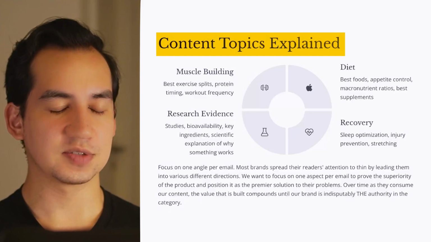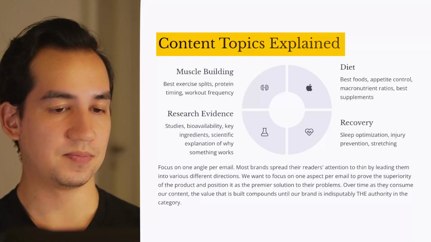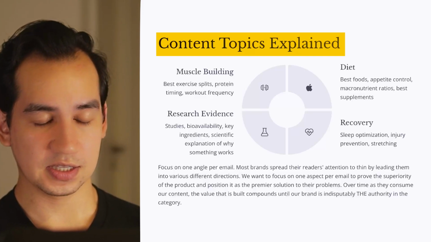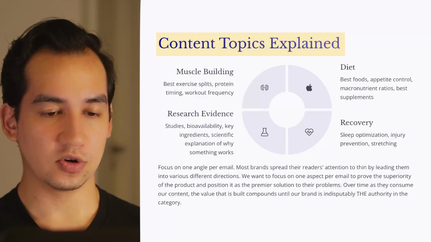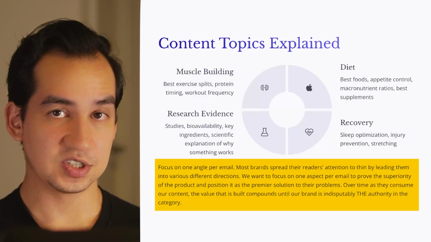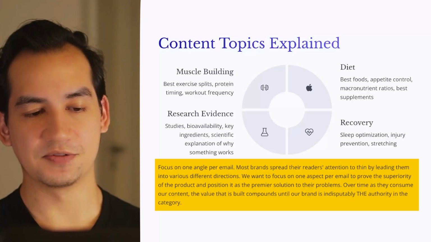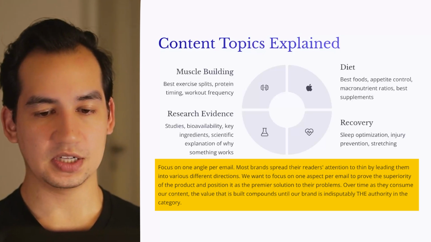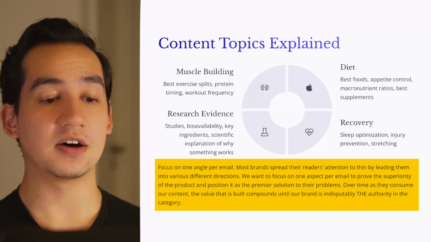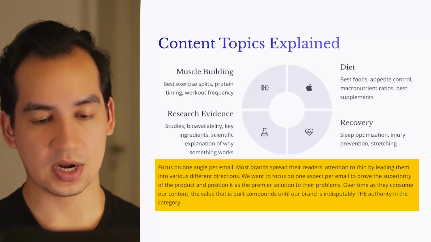Content topics explained. Here you have an example from a nutrition supplement brand, let's just say. Essentially, the concept here is you want to focus on one angle per email. Basically what I was just saying earlier, most brands spread their readers' attention too thin by leading them in various different directions. So we just want to focus on one per email to prove the superiority of the product and position it as the premier solution to their problems.